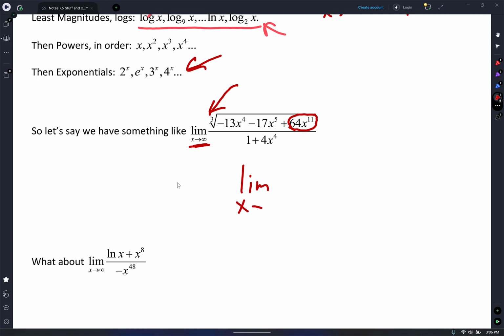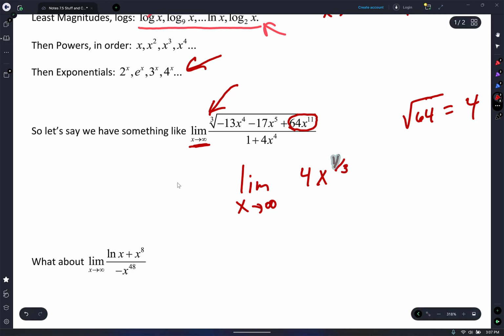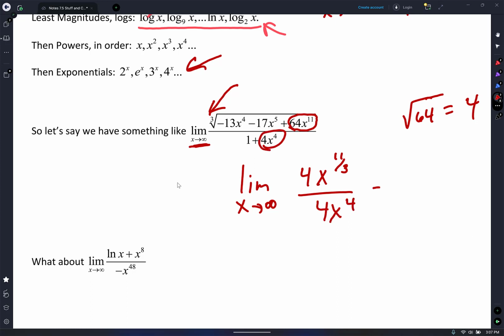Limit as x approaches infinity. What's the cube root of 64? Do you guys know by chance? 4. Yeah, 4 times 4 is 16, and 16 times 4 is 64. So this is going to be 4x to the 11th divided by 3, because 11 doesn't go perfectly into 3, divided by, and the highest degree in the denominator is 4x to the 4th. Are we okay so far?